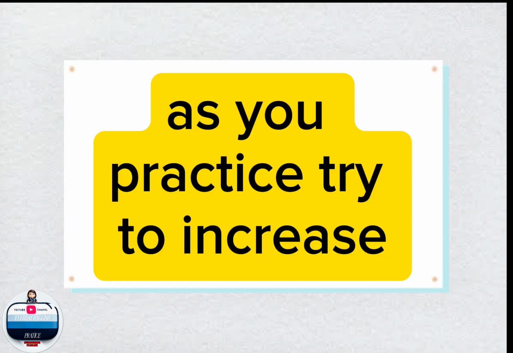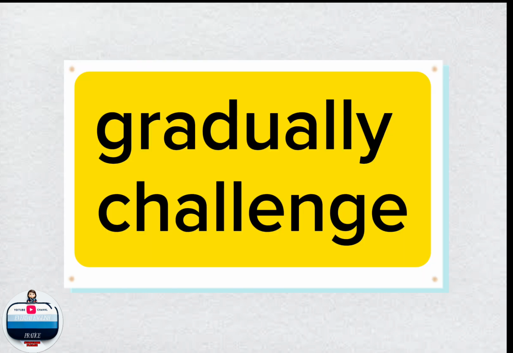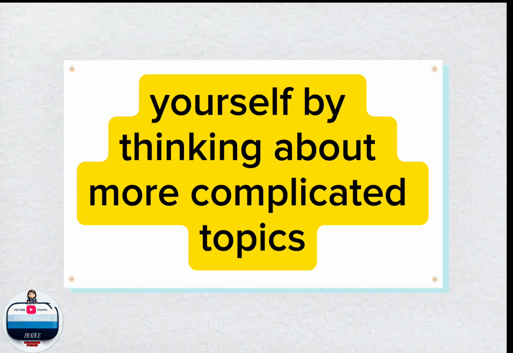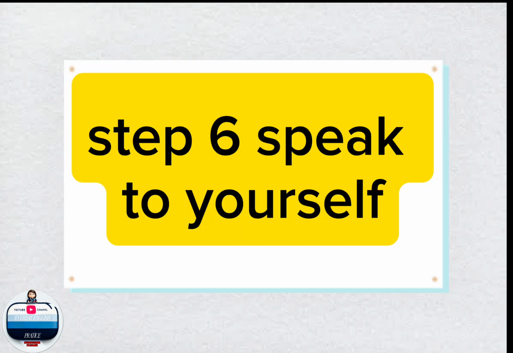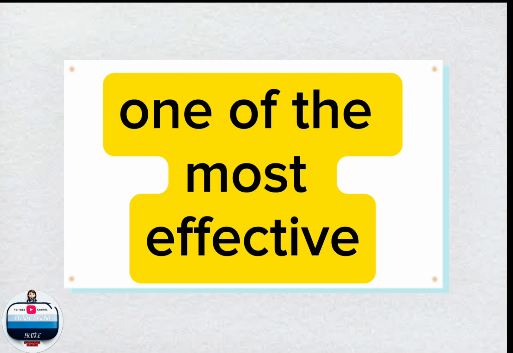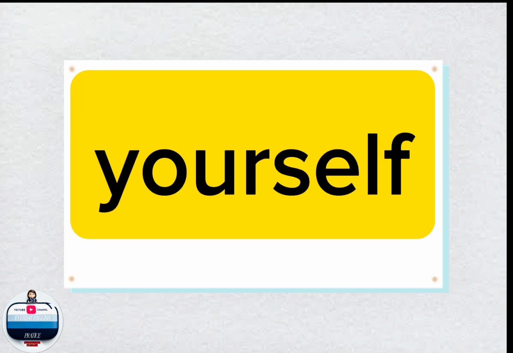As you practice, try to increase the amount of time you spend thinking in English. Gradually challenge yourself by thinking about more complicated topics, like current events, your goals, or even your dreams. Step 6. Speak to yourself. One of the most effective ways to start thinking in English is to speak to yourself.